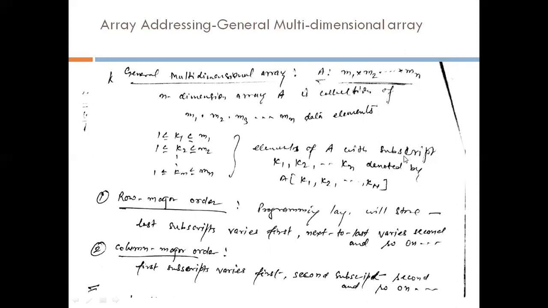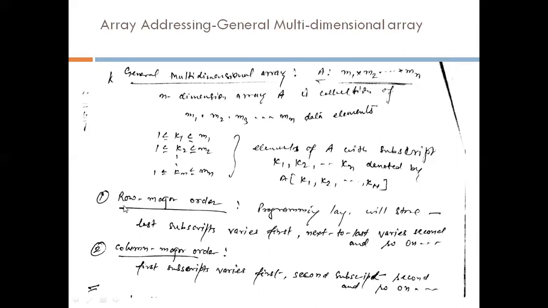Then elements of A with this subscript can be accessed: in the first dimension k1, second dimension k2, and in the last dimension kn. So by this subscript we can access each and every element of this multi-dimensional array.